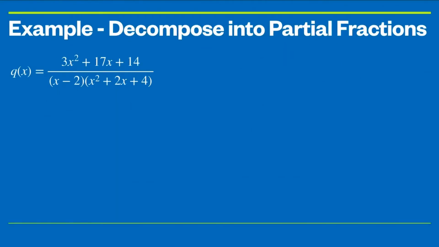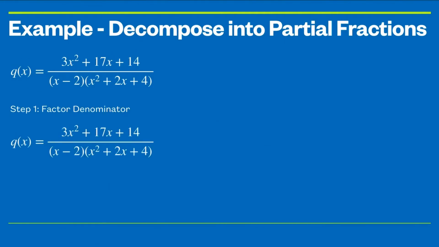We have q of x equals 3x squared plus 17x plus 14. And then in the denominator, it's nicely factored for us. So we have x minus 2 times x squared plus 2x plus 4. And then we're just going to walk through the 7-step process. So number 1 is going to be factor your denominator. As I had mentioned initially, it's already been factored for us, so there's not much that we have to do for step 1. But you do want to identify your factors.